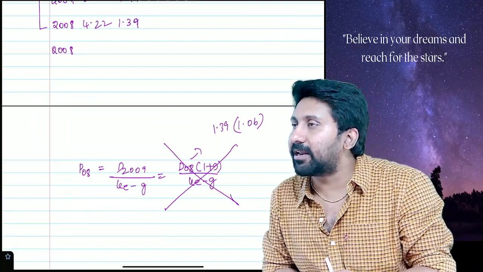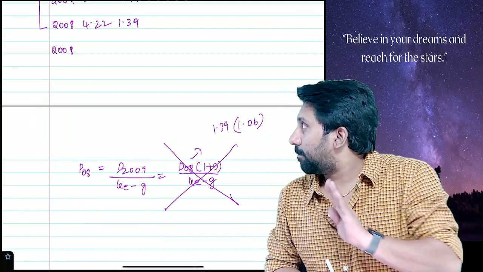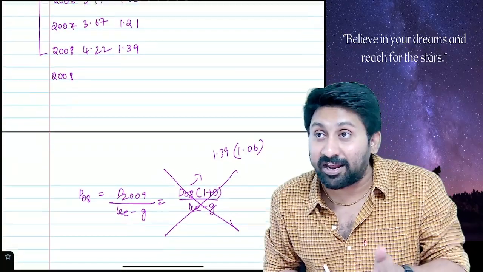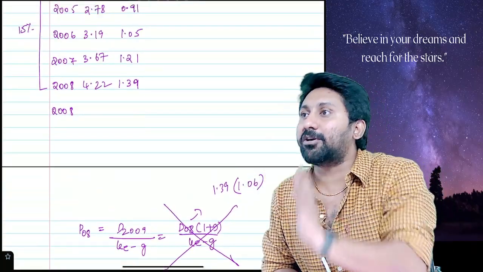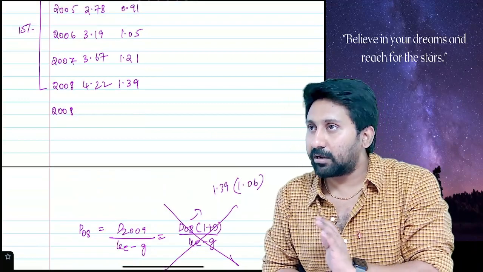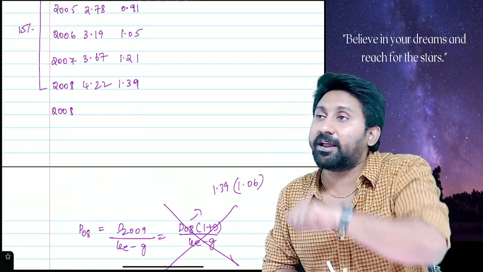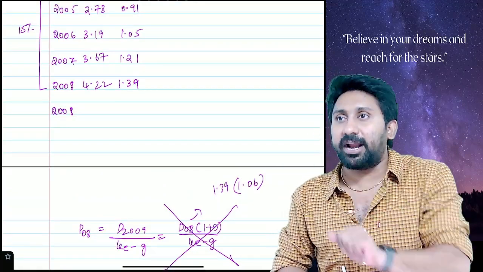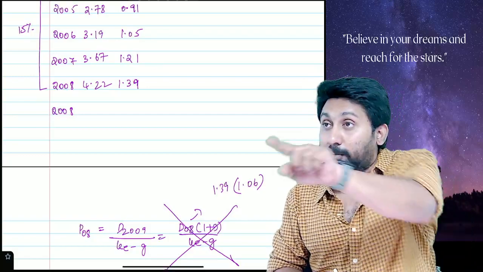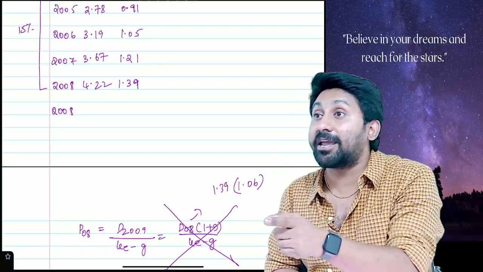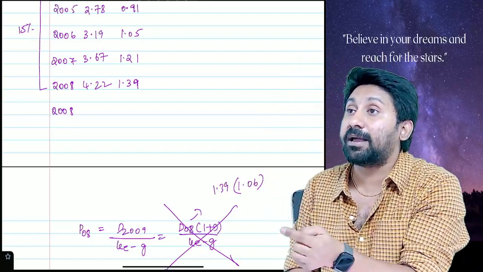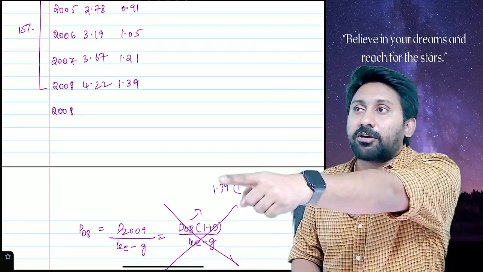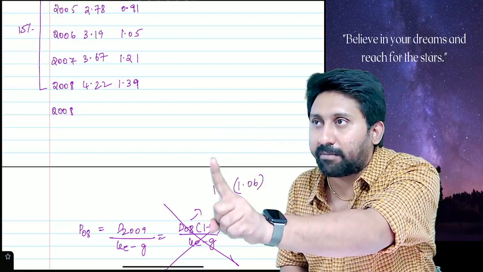What is 1.39? Not payout ratio, it is the dividend for the year 2008. Clear? That is obtained by applying a payout of how much? 32.86. If you are taking that to perpetuity, you are taking a payout of 32.86 to perpetuity. But perpetuity will be obtained by applying which payout? 65, not 32.86. That's the first wrong number.